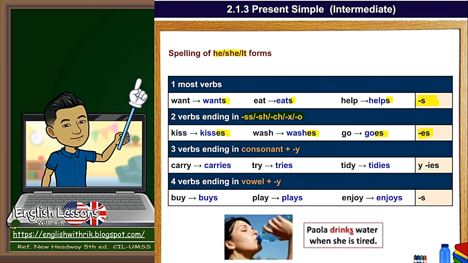For verbs ending in a consonant and a y, we change the y to i and add es. For example, carry, carries, try, tries, tidy, tidies. For verbs ending in a vowel and a y, we add s. For example, buy, buys, play, plays, enjoy, enjoys.